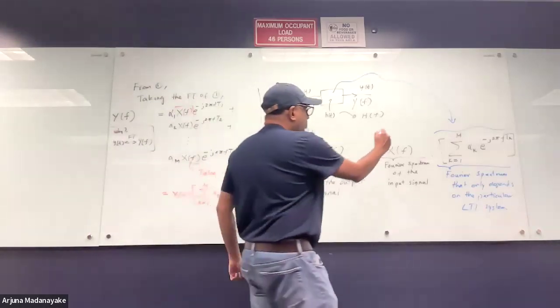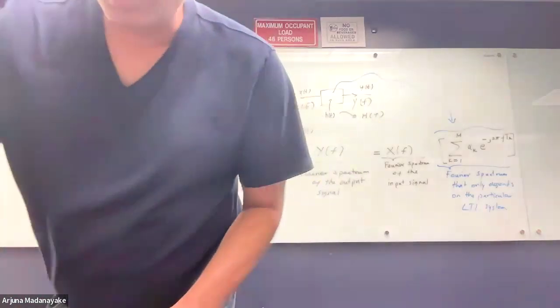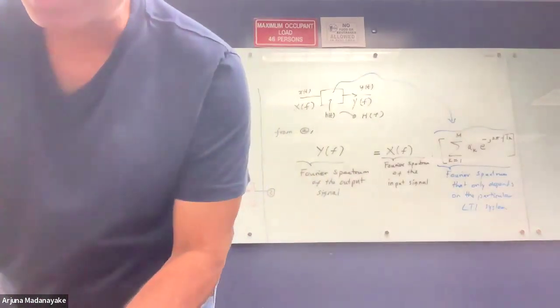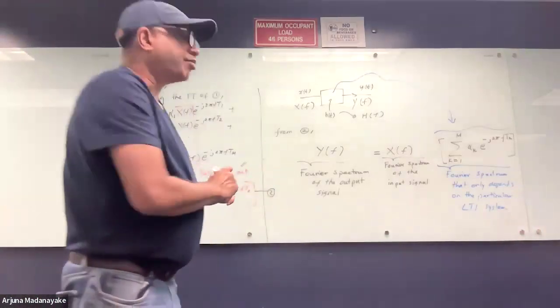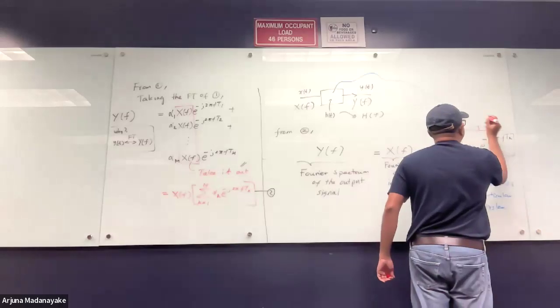So we call this particular expression, you evaluate it, and we give it a new name. We call it the frequency domain input output transfer function. We call this h of f.